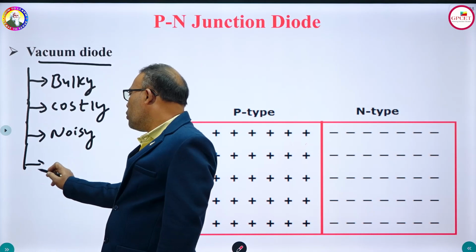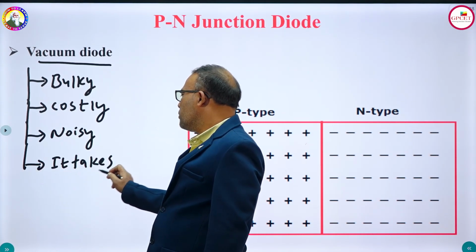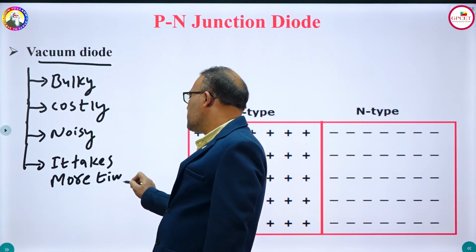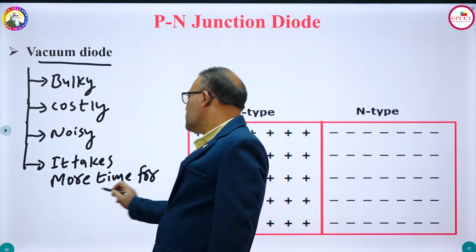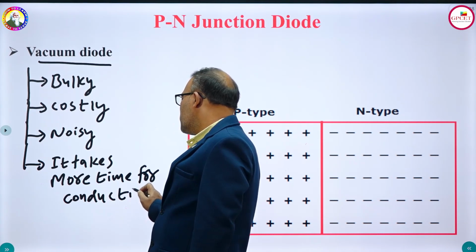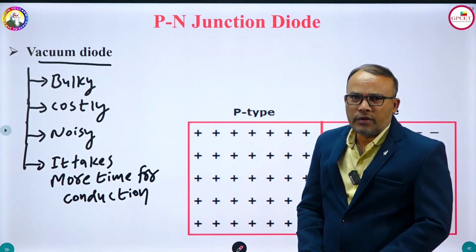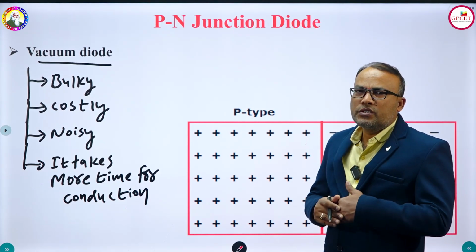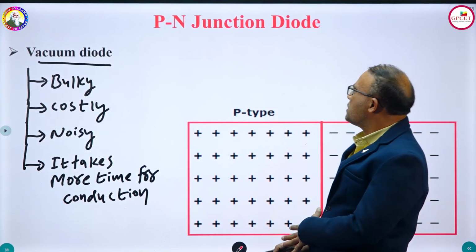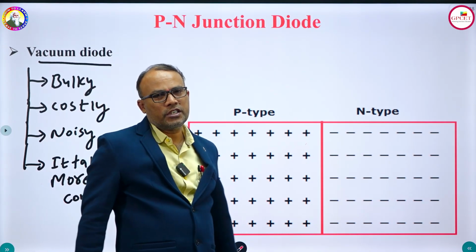And also it takes more time for conduction. That means its cut-in potential is very, very large because it is taking more time for conduction. So because of these disadvantages of vacuum diode, the scientists have shifted to the ordinary diode, which is called a PN diode. So let us see what is this PN junction diode or PN diode and how it is formed, how it is constructed actually.